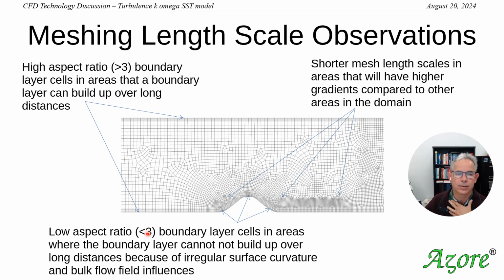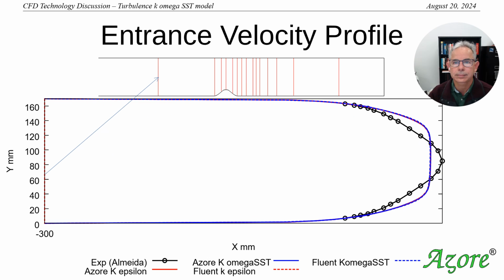So we want to reduce the aspect ratio of our boundary layer cells to perhaps a little bit less than 3 to capture that properly. You'll also notice here that the flow structure in this area where our steep gradients are going to be, we maybe have a little bit denser mesh to capture some of those flow structures. So that's just a few comments about the mesh length scales and topology that's being used for this benchmark study.